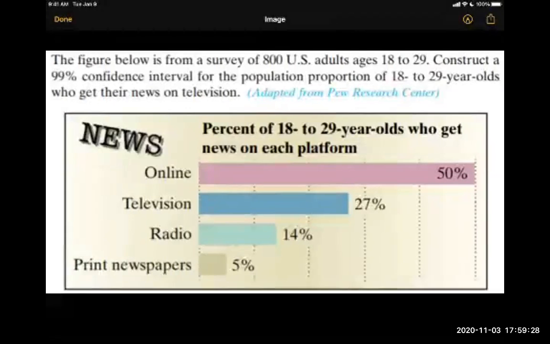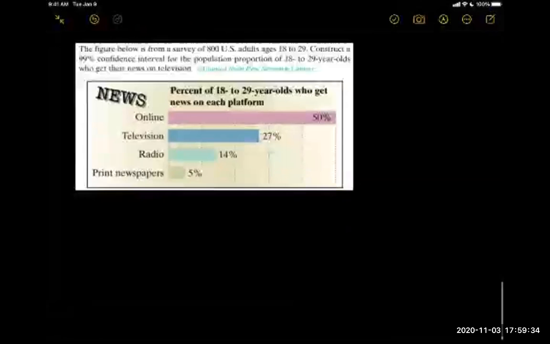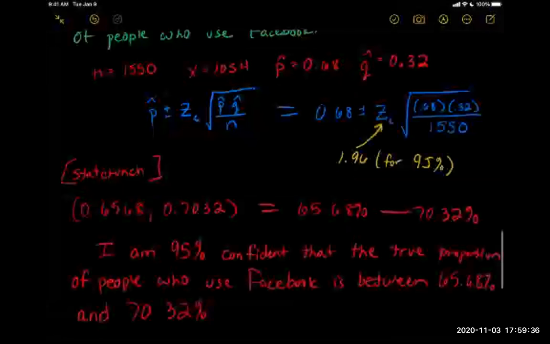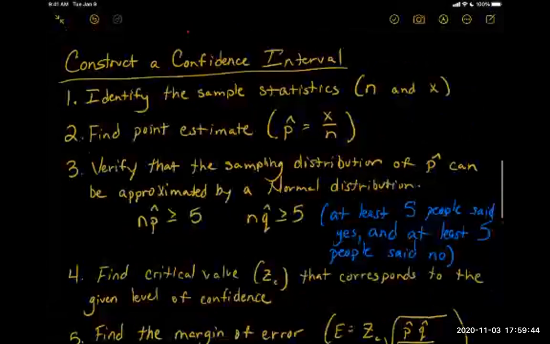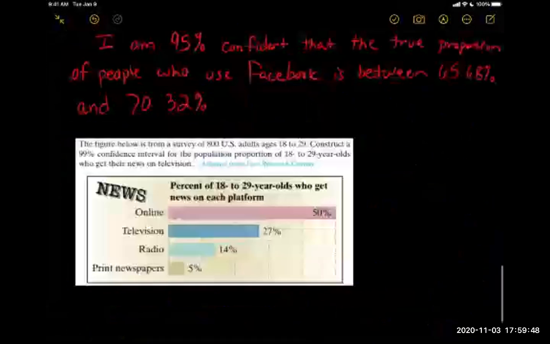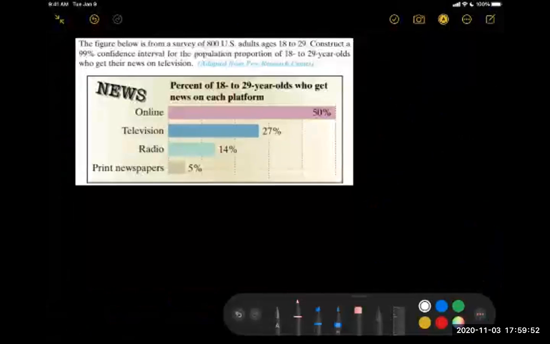Okay, so let's go back up to our steps here. Step number 1, identify N and X. So that's what I'm going to do first. N and X. What was the number of people that I asked? That part's easy. How many people did I give the survey to? I mean, it says right there from a survey of 800 US adults. So I'm 800 for N.